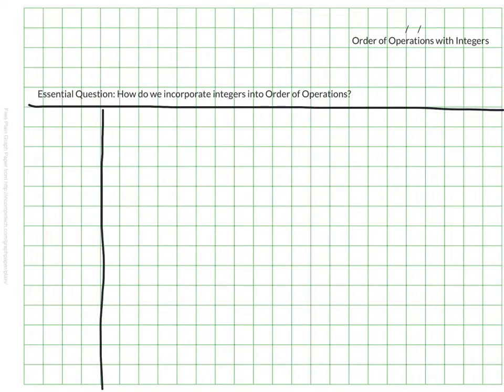The essential question for this video is, how do we incorporate integers into order of operations? And the good news is, it's just the same order of operations that we've always done. Really, this is not a new topic or a new skill. This is just something that we're going to add on to what we already know.